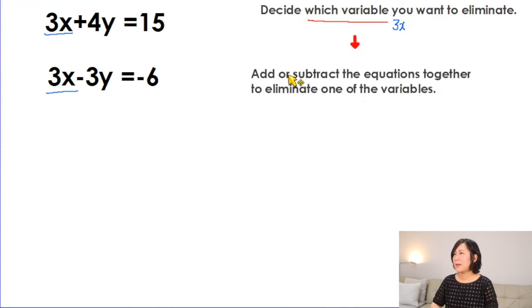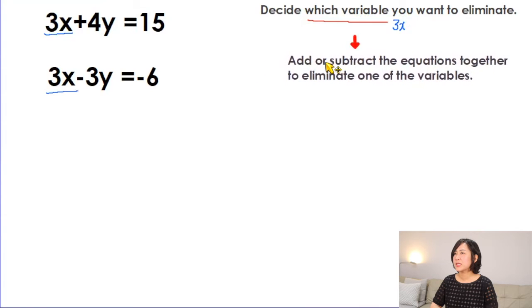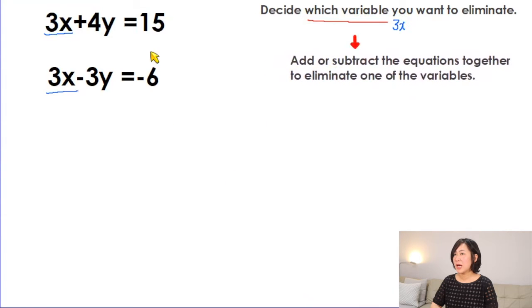Then your next step is to add or subtract the equations together to eliminate one of the variables. That means 3x. So do you want to add or subtract? If you add, it gives you 6x, so we can't remove it, but by taking away, we can cancel the 3x. So my plan is, you've got a first equation and second equation, and I'm going to take away the second equation from the first equation. Let's take away.